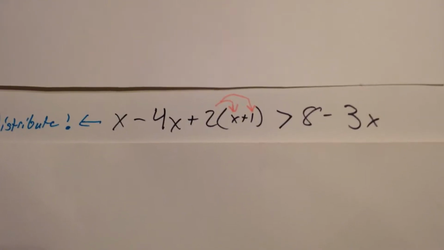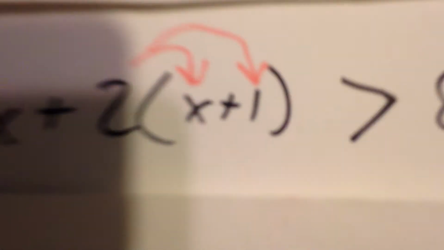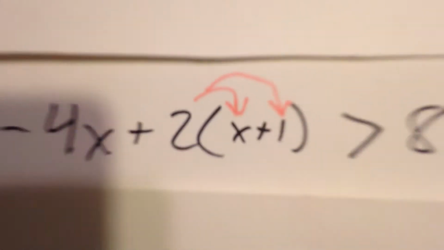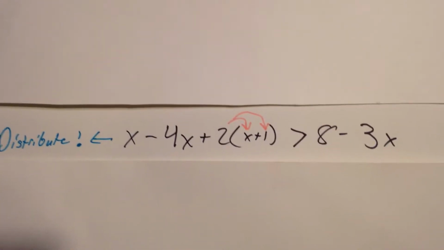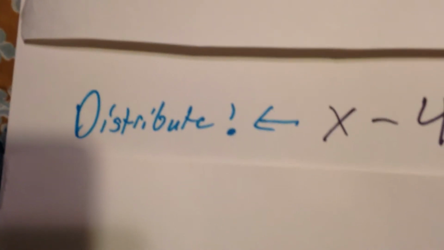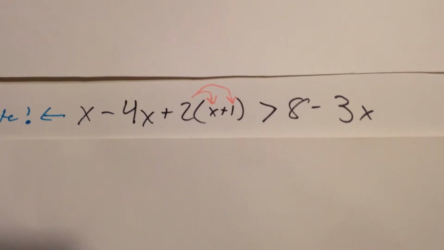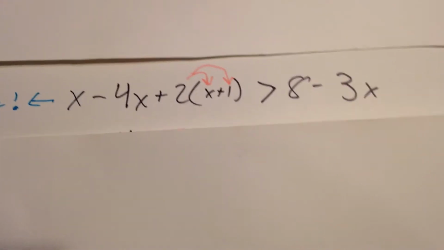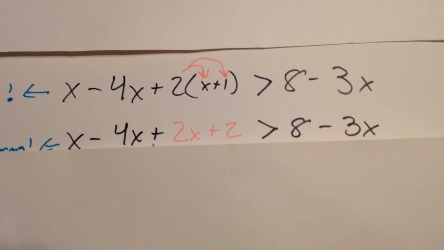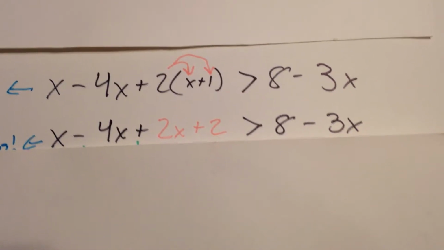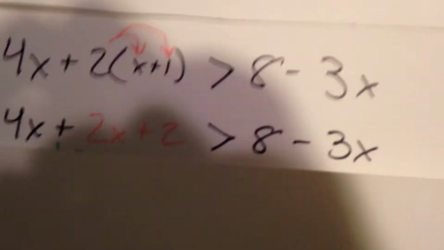And so if you look closely, you can see these nice little pinkish lines, just showing that I distributed, and also I wrote this step out here. All right, and so if you look here, we distributed the 2. And so 2 times x gives me 2x, and 2 times 1 gives me 2. Okay, and so in the little pink there, you can see where I distributed.